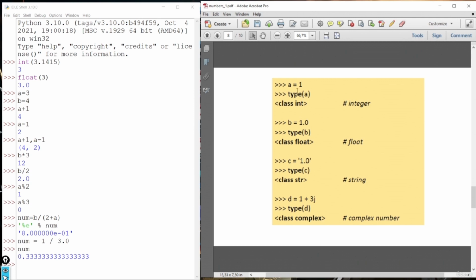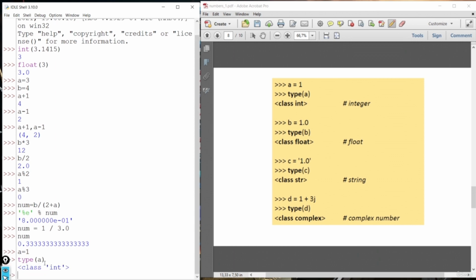Here we see how to detect the type of the numbers. For this purpose we use the type command. A is an integer. If we write type A, class int will be displayed. So let's try this. We define A equals 1, then we write type A. So we see the data type.